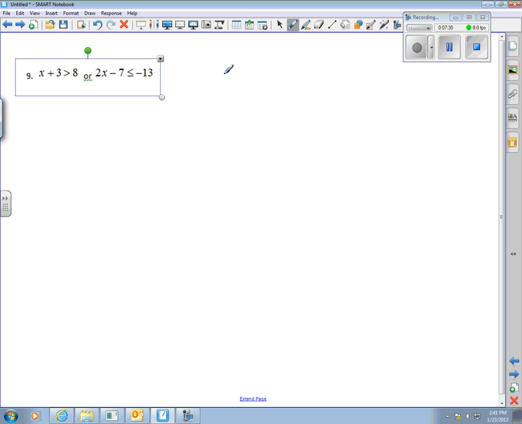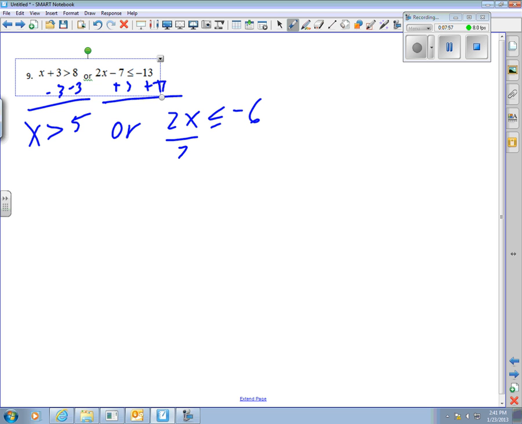The next mistake is solving a couple inequalities and putting them into interval notation. First thing I'm going to do is do the solving by subtracting 3 from both sides. I get x is greater than 5. Or, solving this one, I'm going to add 7 to both sides. I get 2x is less than or equal to negative 6. Dividing by 2, dividing by 2, x is less than or equal to negative 3. Notice I don't have to switch the sign when I'm dividing a negative number by a positive.